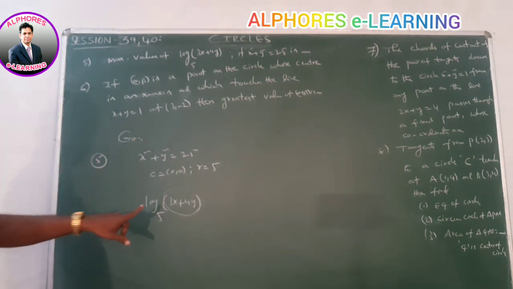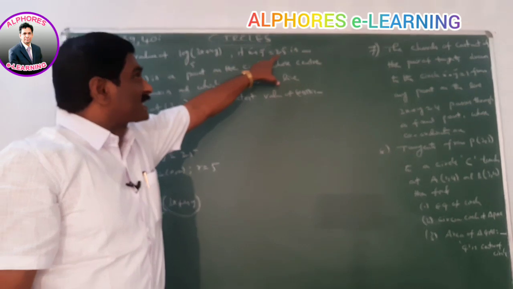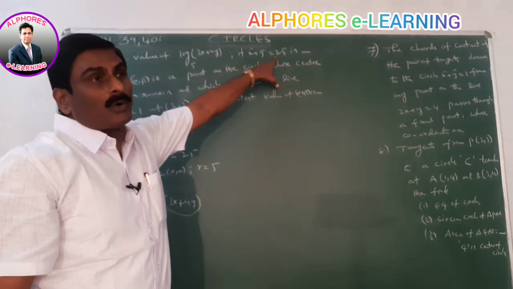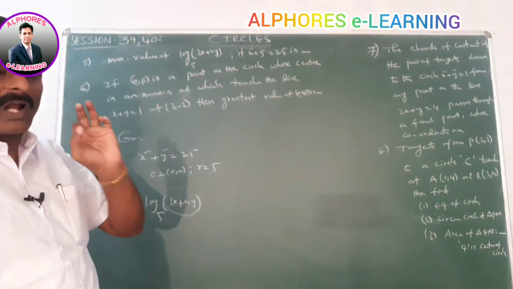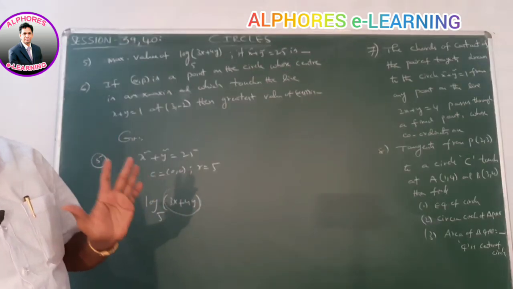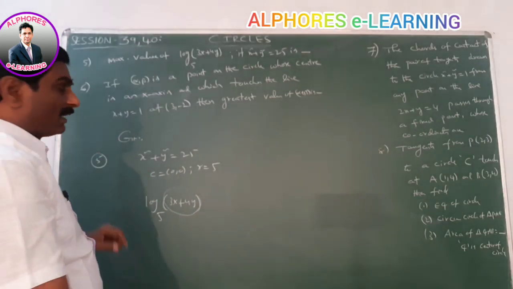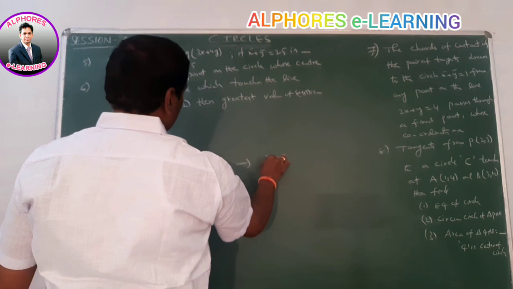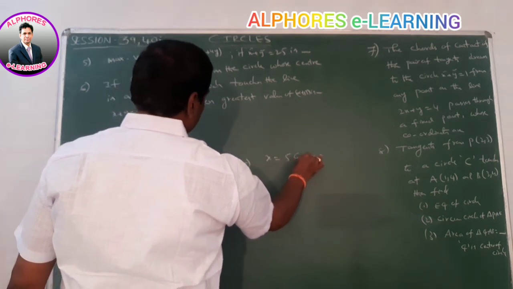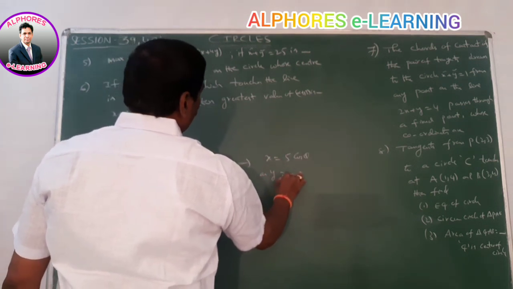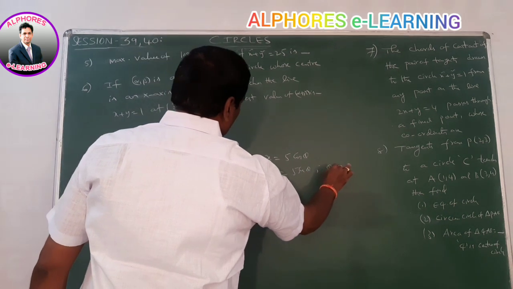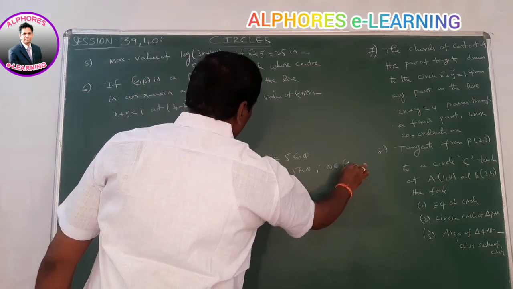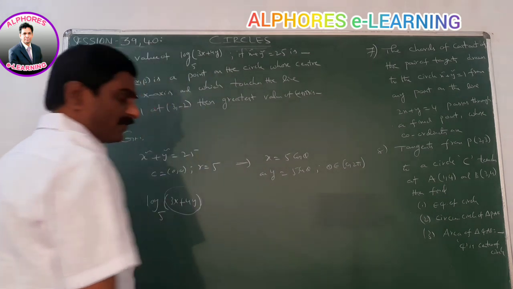Okay, here what is x, y? X comma y satisfies this circle. X comma y is a point on this circle. In parametric form, what is the equation of the circle? X is equal to r cos theta, y is equal to r sin theta. By using the parametric form, it can be reduced into x is equal to 5 cos theta and y is equal to 5 sin theta, where theta belongs to 0 to 2 pi. Theta is variable.